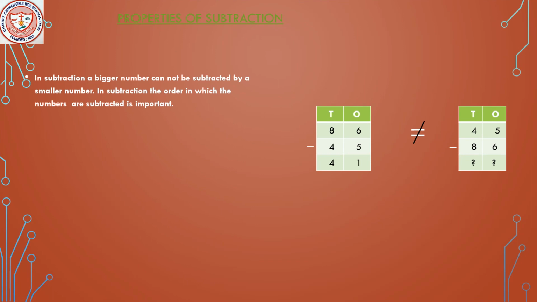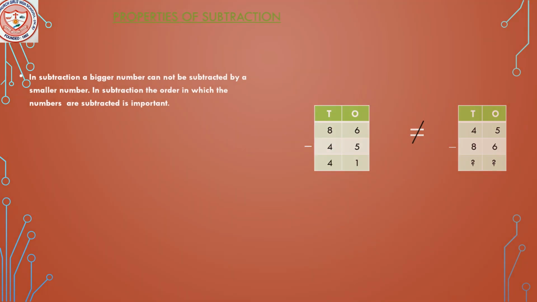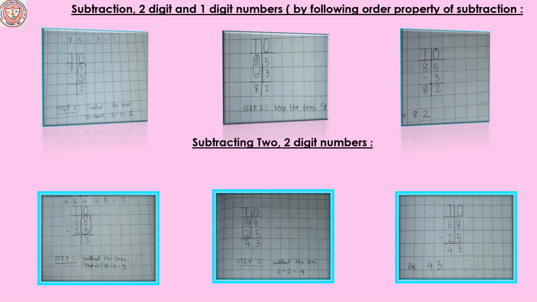Now let's quickly revise the properties of subtraction. Number 1, I have told you, what was that? When we subtract 0 from a number, we get the same number. Number 2, if we subtract a number from itself, the difference is 0.